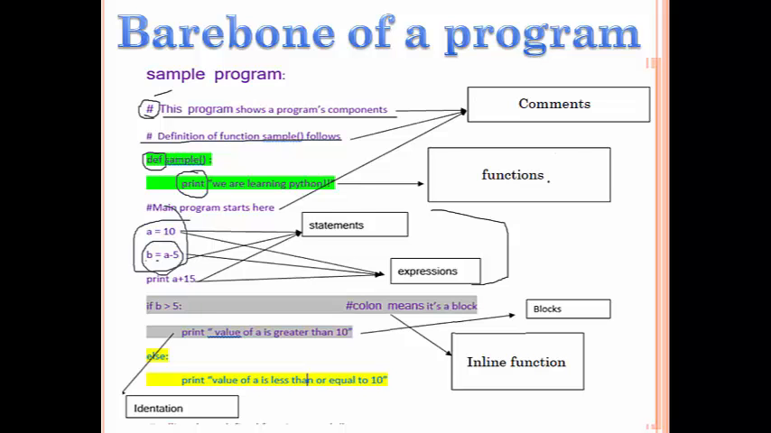So comment is there, function, statement, expression, then comes your block. Block means a group of syntaxes that are written together. Here you could see one block. This one is one block, and this itself is one block. From here to here is one block. So a group of syntaxes that are related to one another is called a block.